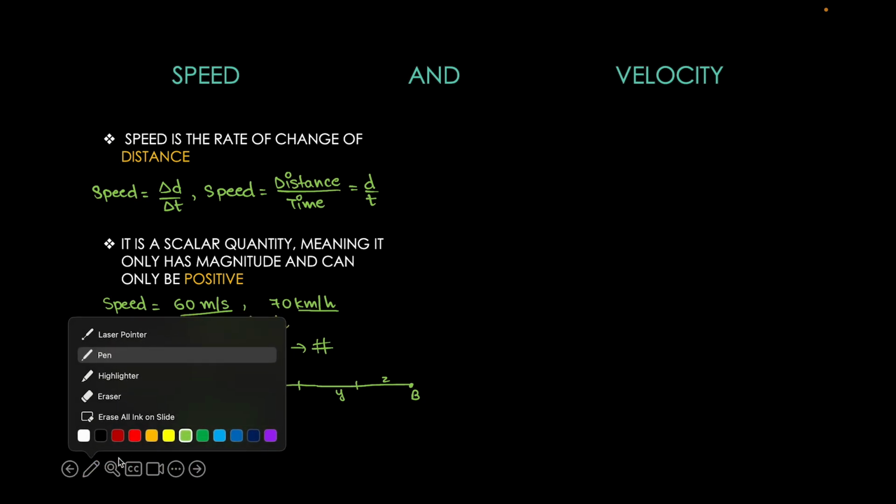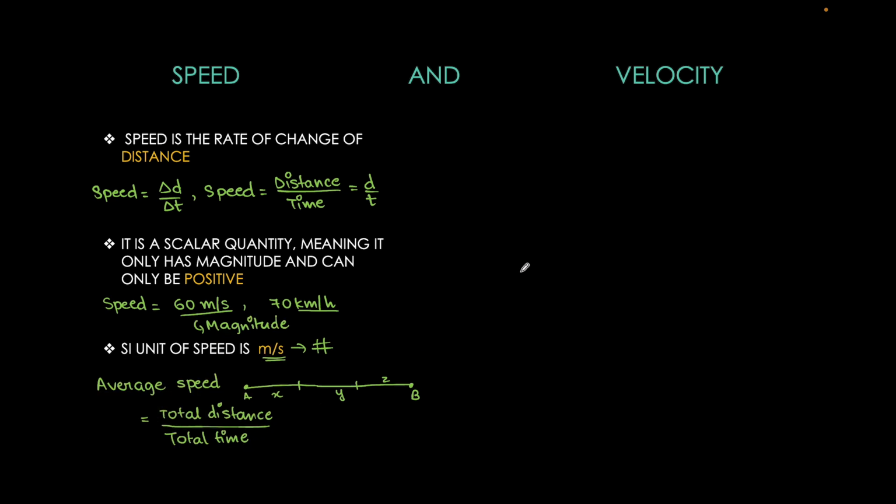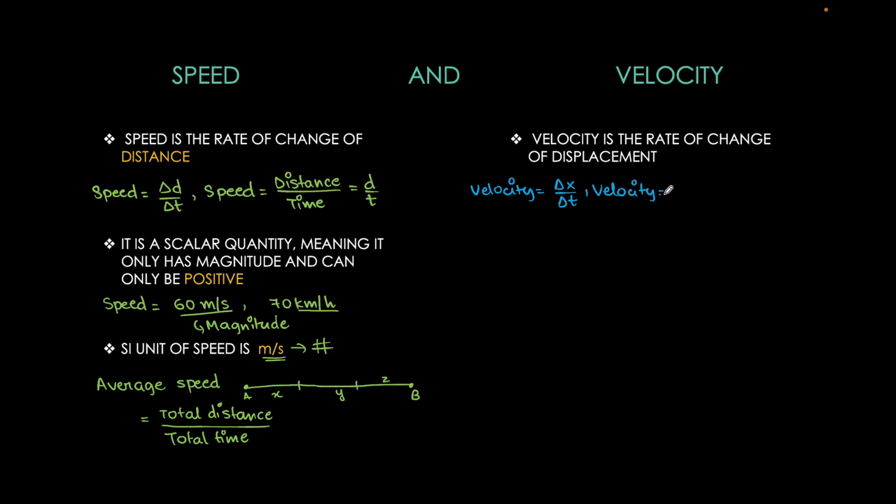Now let us know about velocity. Okay, we'll start off again with the definition. Velocity is the rate of change of displacement. So basically velocity can also be written as del x by del t. Here x is displacement, t is time, and del, as I told you, represents change. Making it simpler, we can write velocity is equal to displacement by time, or simply x by t.